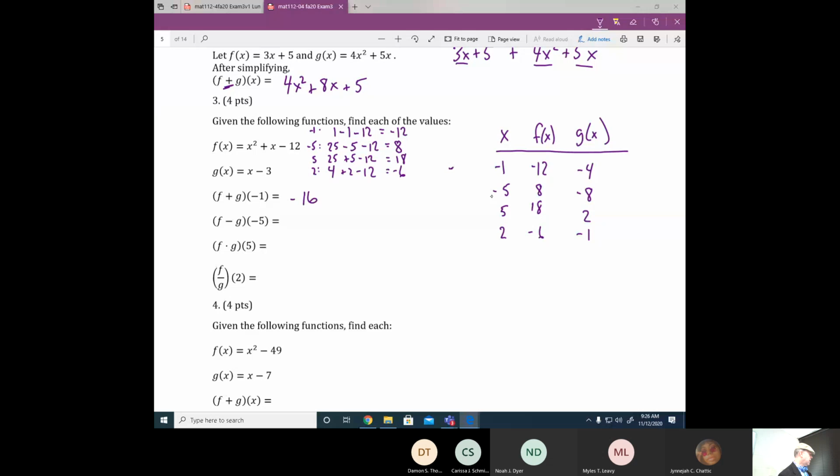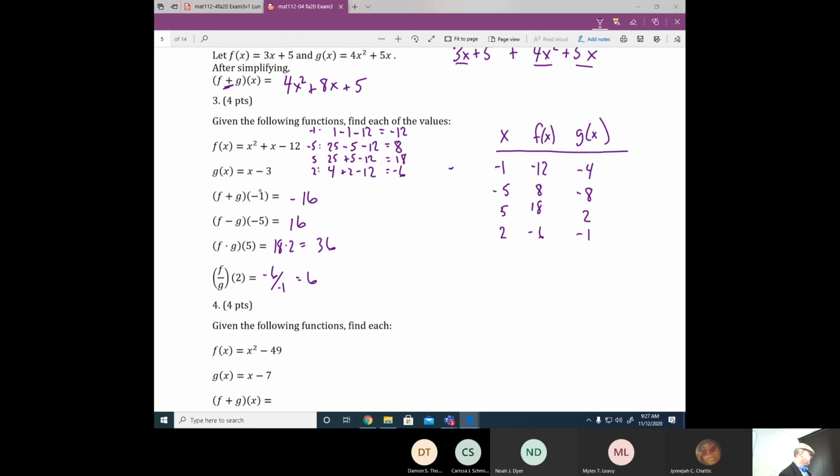F minus g at negative 5, well, 8 minus negative 8 gives me 16. F times g at the value of 5, 18 times 2 is 36. F divided by g at the value of 2 is negative 6 divided by negative 1, because f at 2 is negative 6. G at 2 is negative 1, so that equals 6.